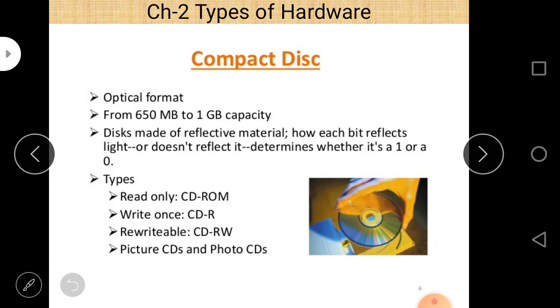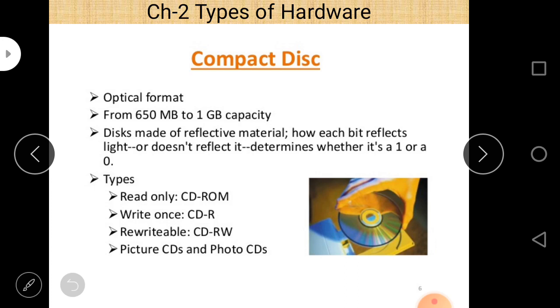Compact disk or CD, data is stored in optical format. So actually in CD, in DVD, and in Blu-ray disc, data can be read and written using optical format. As far as capacity is concerned, basically CD has 650 MB to 1 gigabyte capacity. The disk is made of reflective material, and whether each bit reflects light or does not reflect it determines whether it is a 1 or a 0. So that is the basic concept of a compact disk.